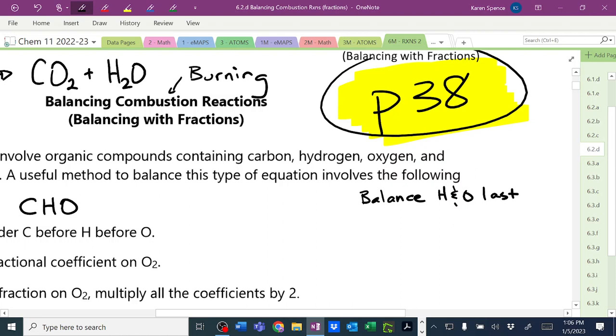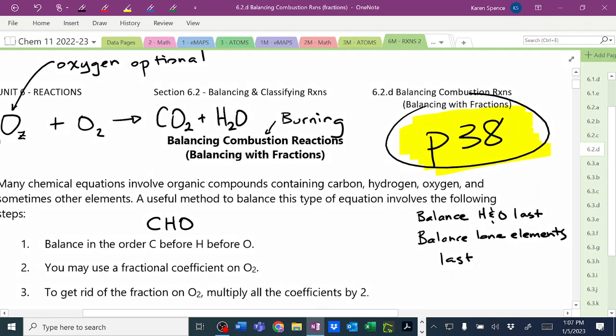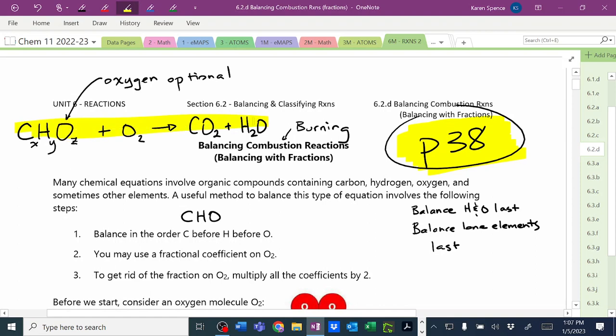So if you're having trouble with something, you can try balancing hydrogen and oxygen last. Also, you're going to balance lone elements last. What does that mean? Yeah, if they're standing alone. No other element paired with it, not in a compound, just by itself. Who is our lone element in this reaction? Oxygen is our lone element. So it makes sense that we're going to balance it last, right?